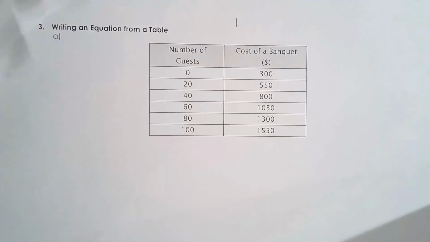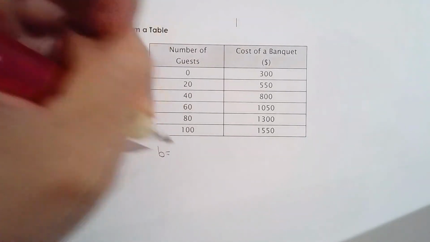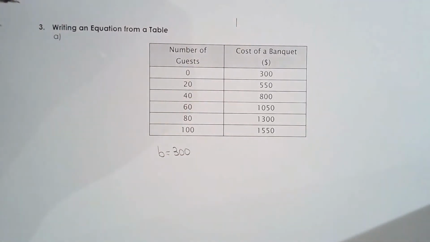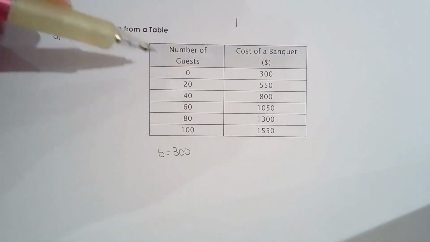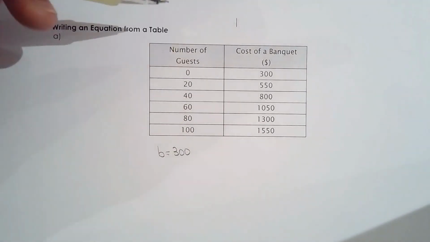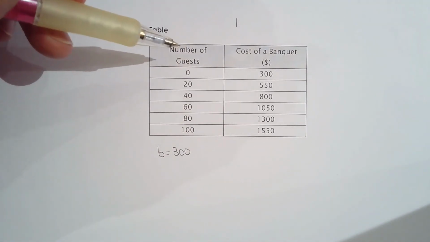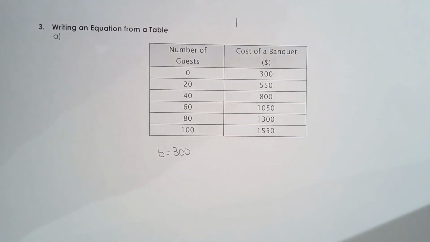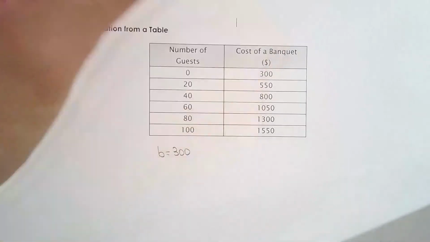So you know what? Right off the bat, initial value, B is equal to 300. The cost of the banquet, even if nobody comes, the renting cost of the banquet hall is $300 right off the bat. Okay, you'll be very sad if no one came to your party, but you still got to pay $300. Okay, and now let's talk about the rate of change.